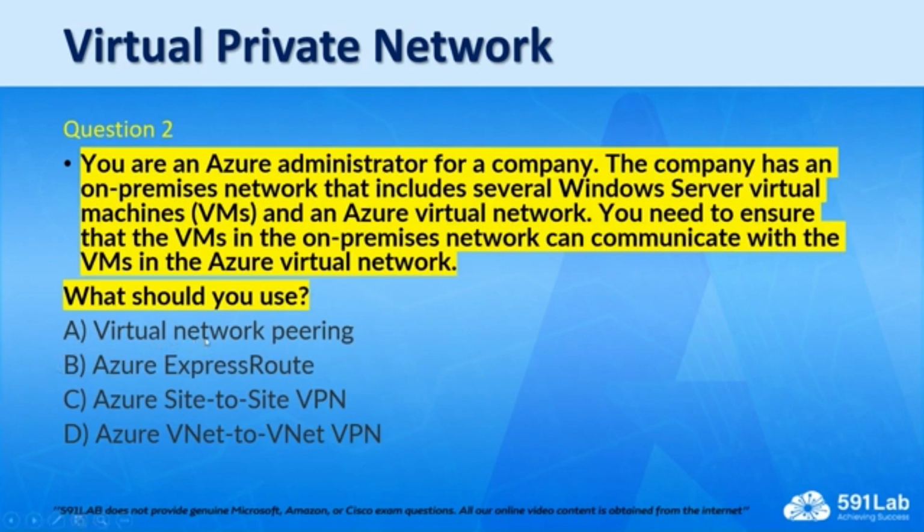You're an Azure administrator for a company. The company has an on-premises network that includes several Windows Server virtual machines and an Azure virtual network. You need to ensure that the VMs in the on-premises network can communicate with the VMs in the Azure virtual network. What should you use?